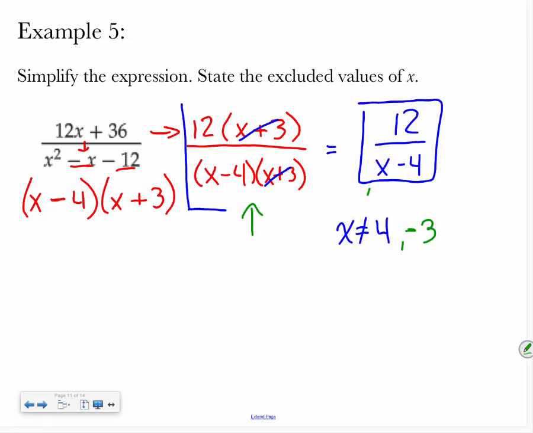You do not get your excluded values from your most simplified form. You get your excluded values when you have them written as the quantity times the quantity once it's factored. Look for excluded values from your factored form. Okay.